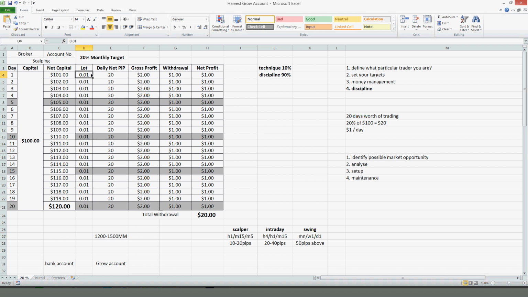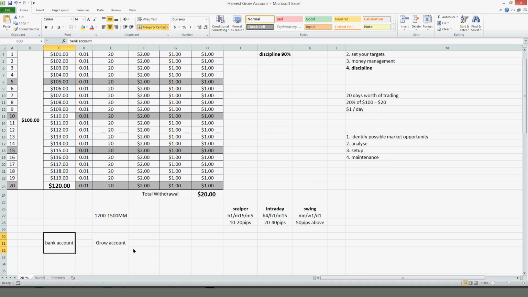So if you set yourself up for 1 cent lot and about 20 pips on a daily target, okay, because I said earlier I'm going to do scalping on this one, so I set myself up for 20 pips per day. Roughly, minus the spread and all of those things, let's say we're earning about $2 per day. That's why we need to create two accounts, because the $100 is a grow account, and you have a bank account.